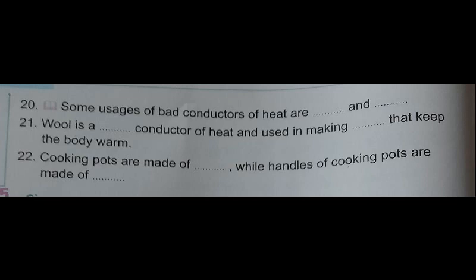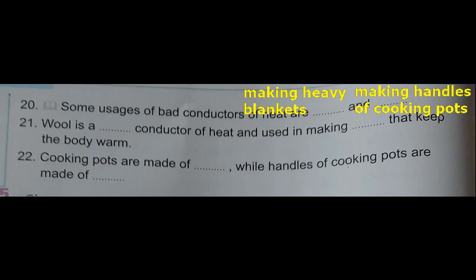Number 20. Some usages of bad conductors of heat are making heavy blankets and making the handles of cooking pots. Number 21. Wool is a bad conductor of heat and used in making woolen clothes that keep the body warm. Number 22. Cooking pots are made of aluminum, while handles of cooking pots are made of plastic.